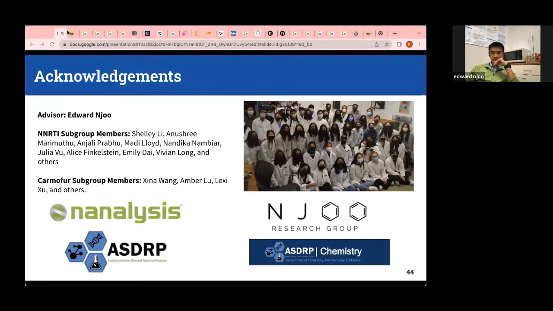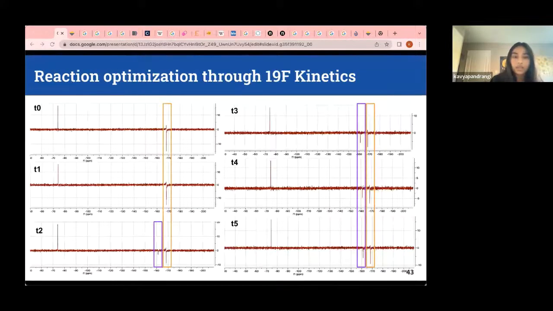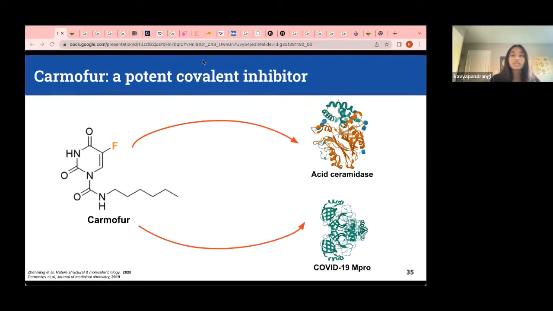Okay. Other questions? Could you repeat again how exactly carmofur combats COVID-19? Okay, yeah, so I think I just mentioned this, but basically it binds to COVID-19 Mpro, which, like Ed said, is one of those really important proteins in COVID, and basically just inhibits that protein, I guess kind of stops the function.